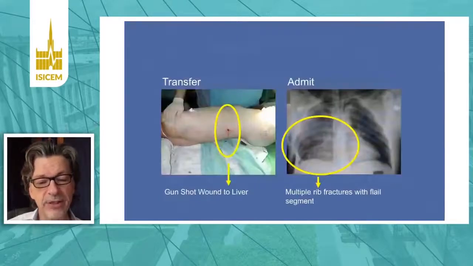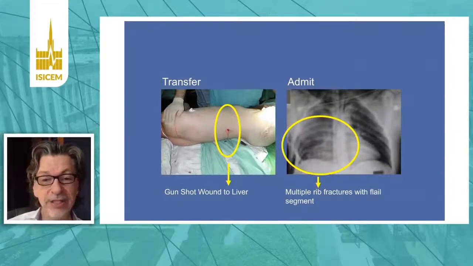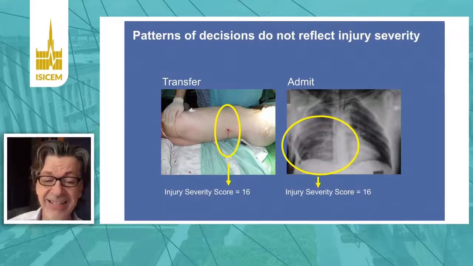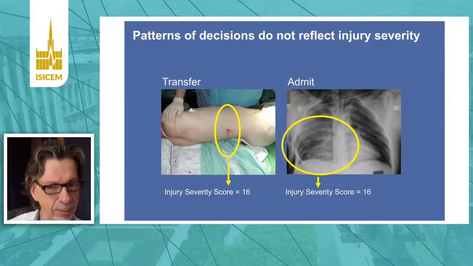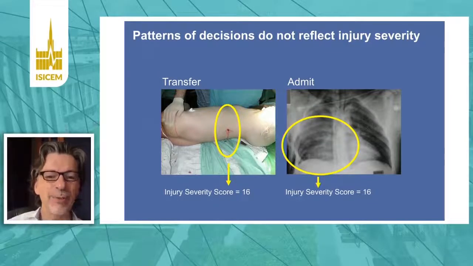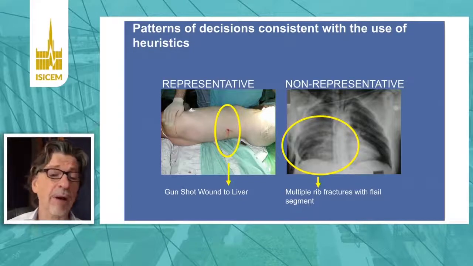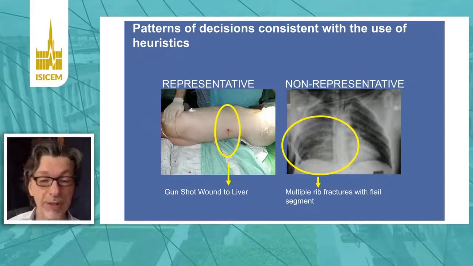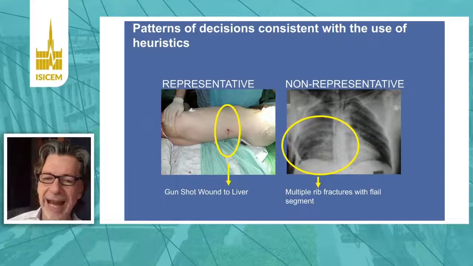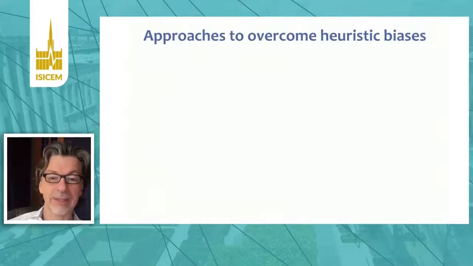And what happens is you see a situation like this, where on the left you see a gunshot wound and you totally send that to the transfer center. You see an elderly lady with some rib fractures and you say, oh, we think we can manage this person here. They have identical injury severity scores and they should both have been sent to a trauma center. But one of them fits with our representative bias of what feels like a trauma case, and we always send them on. The non-representative case, we exercise a biased judgment.